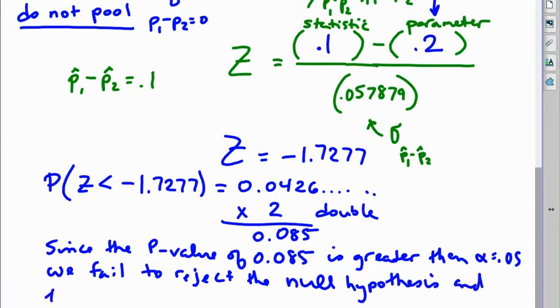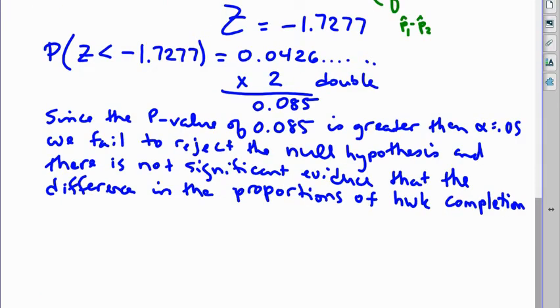And there is not significant evidence that the difference in the proportions of homework completion are different from 0.2. Oops, let me say at the two schools.